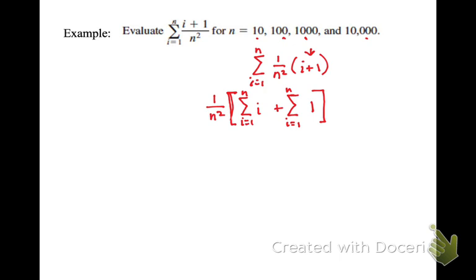Yes. It does, doesn't it? Okay, which one? The second one? The second one. So we have 1 over n times, the second rule says n plus 1 over 2.